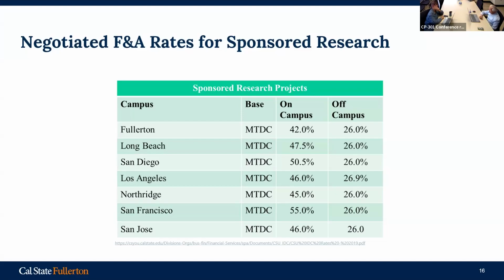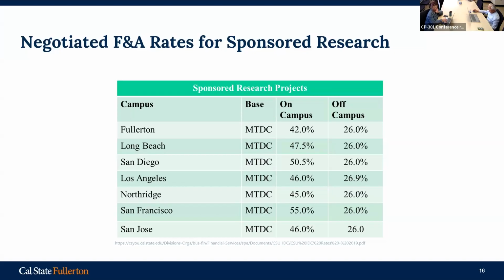Based on MTDC. Again, MTDC means you take the project, look at all the costs, direct costs, faculty salaries, student salaries, all the expenses, and then you remove certain parts of that. Say they bought equipment. The equipment is not part of the MTDC. Capital equipment, not all of it, capitalized equipment. And then the other costs are also removed so that the MTDC is always smaller than the total direct cost.